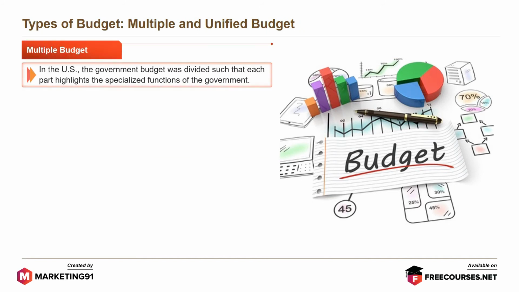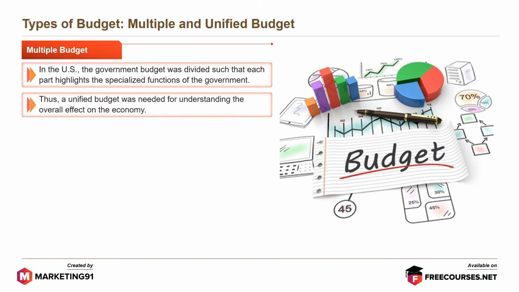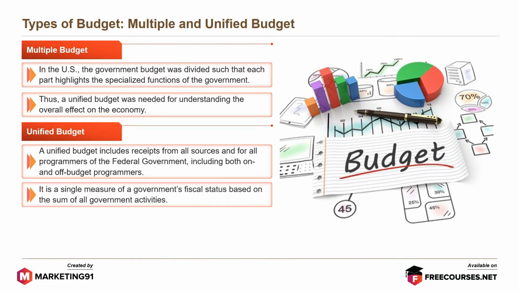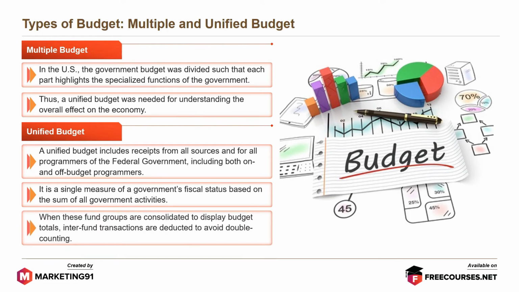Multiple budget. In the US, the government budget was divided such that each part highlights the specialized functions of the government. Thus, a unified budget was needed for understanding the overall effect on the economy. A unified budget includes receipts from all sources and for all programs of the federal government, including both on and off-budget programs. It is a single measure of a government's fiscal status based on the sum of all government activities. When these fund groups are consolidated to display budget totals, inter-fund transactions are deducted to avoid double counting.